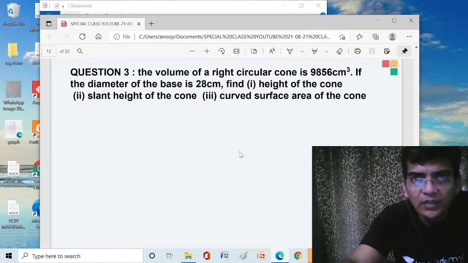Now we have the question based on cone. Let's see how we are going to do this question. First I will explain to you the formulas for the cone.